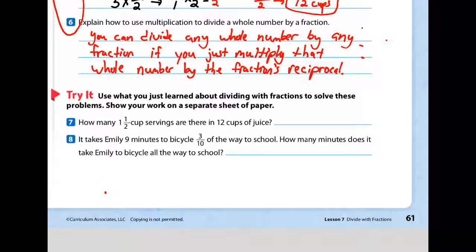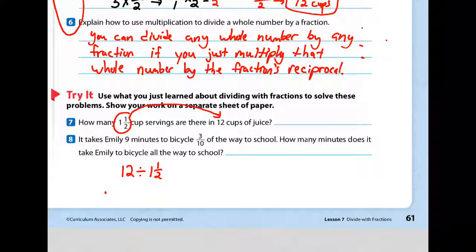So 7 says, how many 1.5 cup servings are there in 12 cups of juice? So let's get this one set up together. First off, be careful with the order because we're trying to figure out how many 1.5s are in 12. So what that means is we're taking 12 and we're dividing it by 1.5. Okay, so that's going to be our division problem. So worry about the order there.